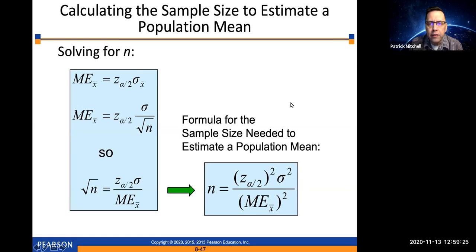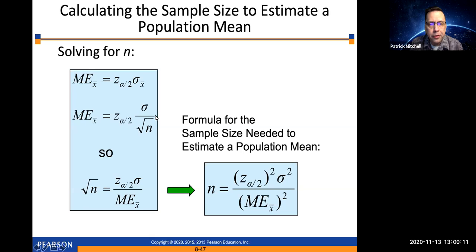So the formula that we're going to use to determine the minimum sample size needed comes from the formula for the margin of error. So first we're going to look at the confidence interval for a population mean. Remember that the formula for the margin of error for a population mean is z sub alpha over 2 times the standard error of the mean. And then remember, the standard error of the mean is sigma divided by the square root of n. So we have that the margin of error is z sub alpha over 2 times sigma over the square root of n. So what we want to do now is solve this formula for n.